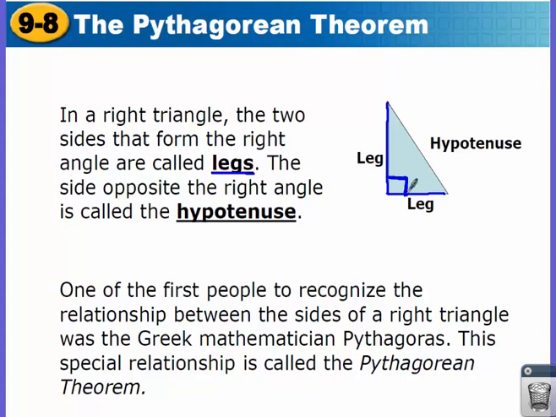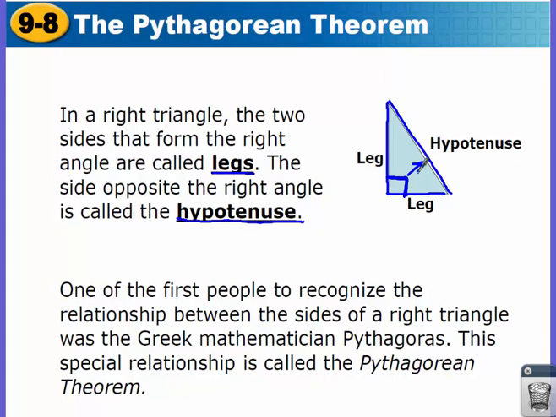The side opposite that right angle is called the hypotenuse. So this third side is called the hypotenuse, and it's always going to be the longest side. It's very easy to find because the right angle points to it. The right angle makes up the two legs, and the hypotenuse is the side that doesn't touch the legs. It will always be the longest side of the triangle.